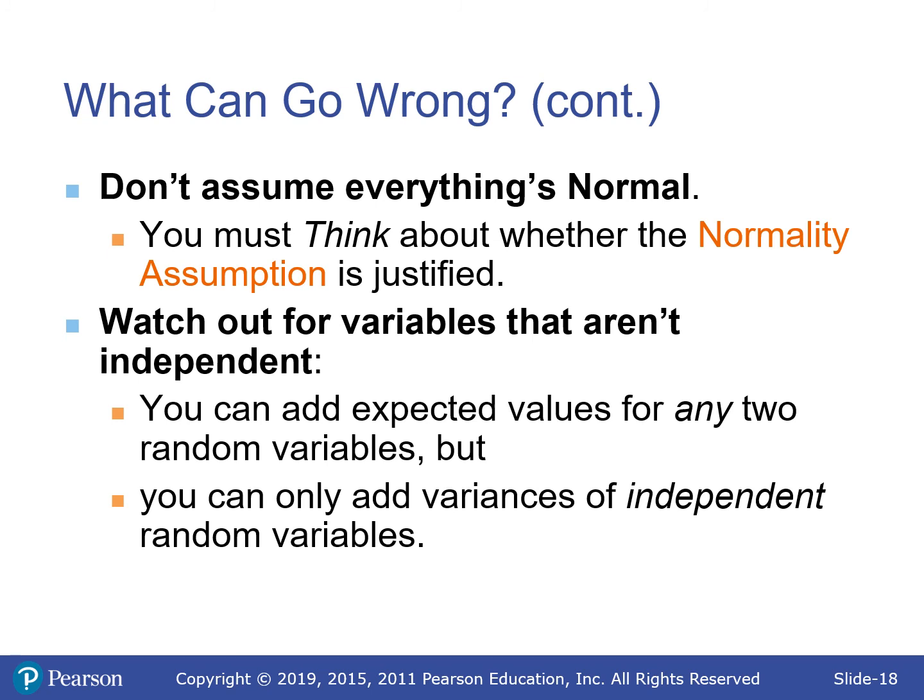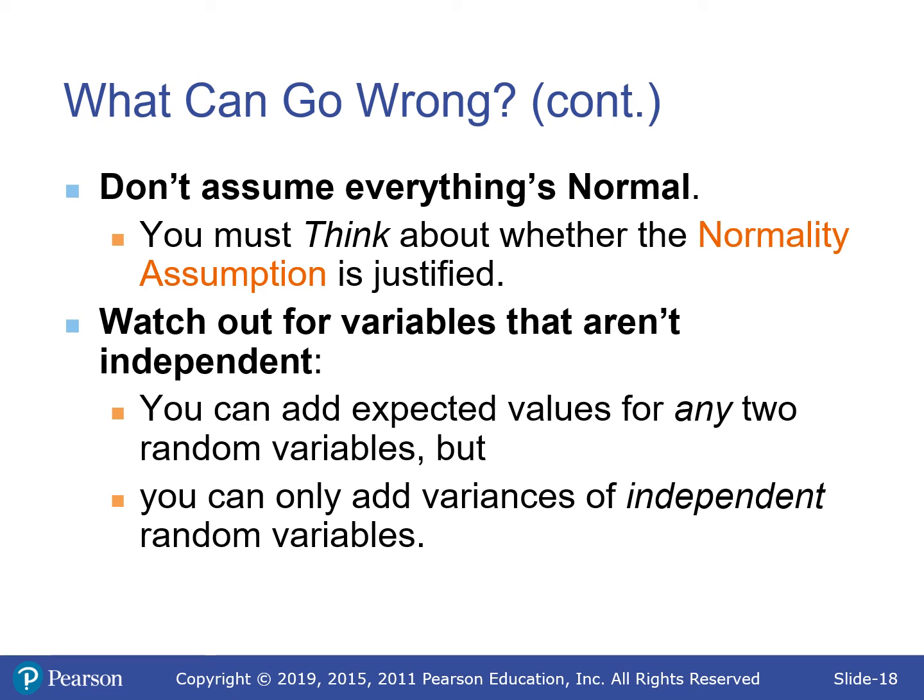Don't assume that everything's normal. So we do have to definitely show that that is something. We can't just assume that it's normal. We have to do some sort of a check on that, normal probability plot, things like that. That's not so much this chapter that we've done in the past. We'll do a lot more.